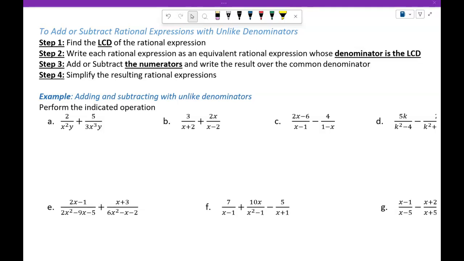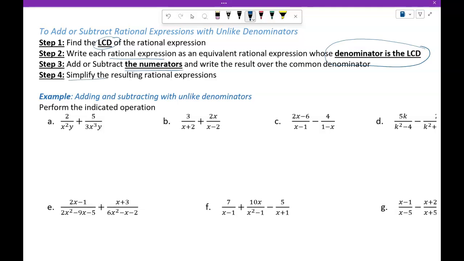Now, once we've found the least common denominator, we want to figure out how to actually use it so that we can add or subtract our fractions as necessary. So we follow the previous steps to find the LCD. And then with each rational expression, we want to rewrite it as a new expression that's equivalent with the common denominator. That way we can add or subtract and simplify if possible.